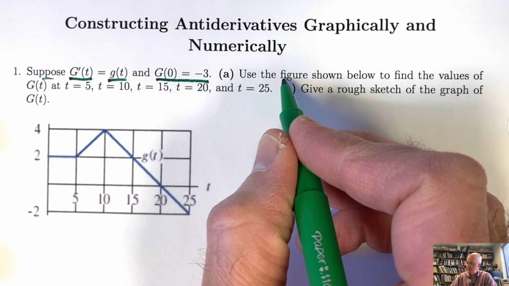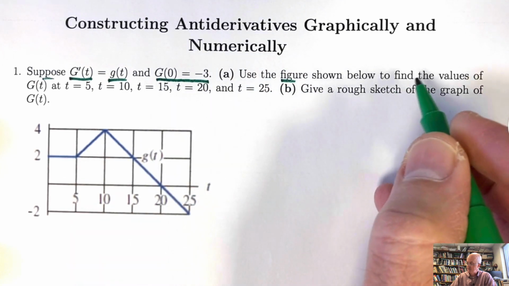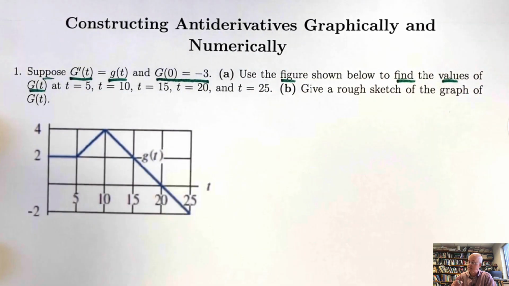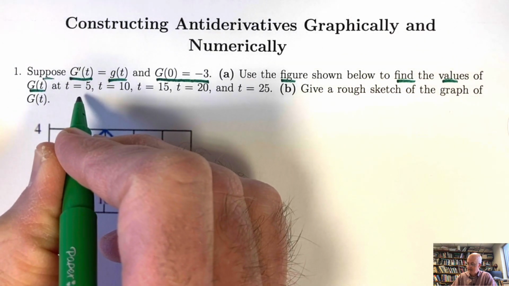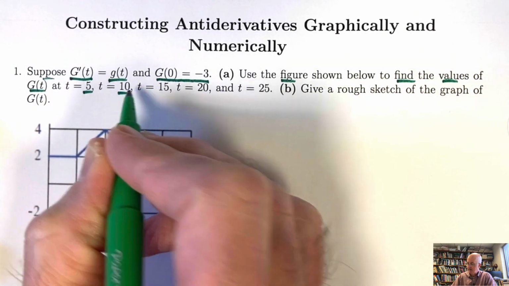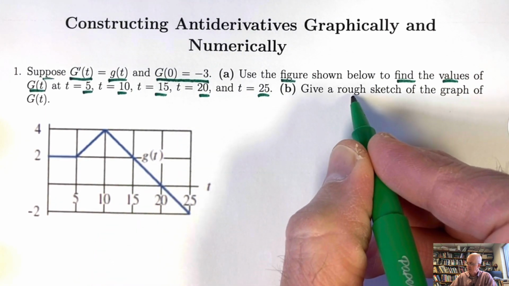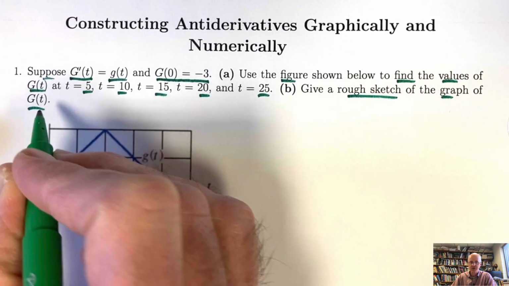Part A says to use the figure shown below, this graph of little g of t, to find the values of capital G of t, not its derivative, at different values of t: 5, 10, 15, 20, and 25. And then in part B, we want to give a rough sketch of the graph of capital G of t.